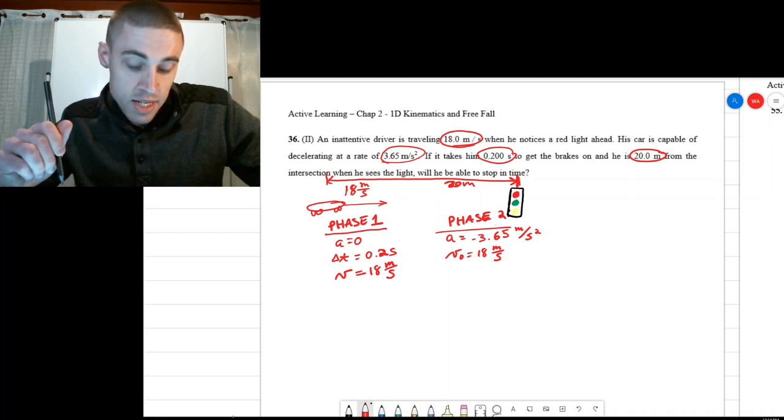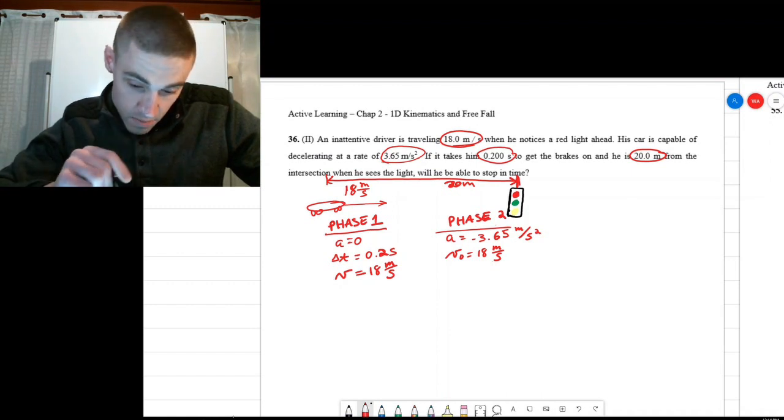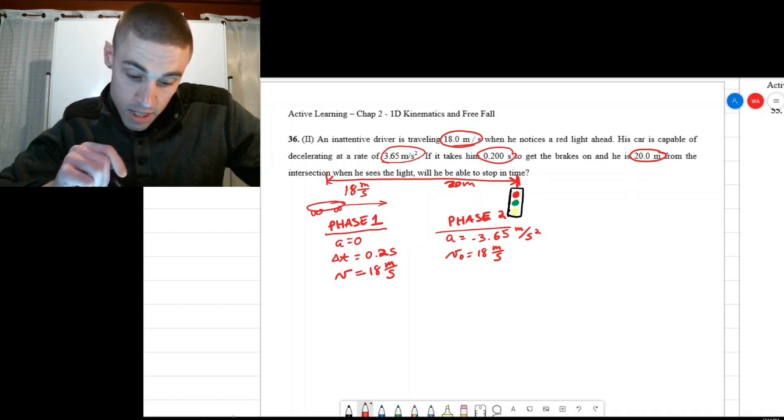All right, an inattentive driver is traveling at 18 meters per second when he notices a red light ahead. His car is capable of decelerating at a rate of 3.65 meters per second squared. If it takes him 0.2 seconds to get the brakes on, and he is 20 meters from the intersection when he sees the light, will he be able to stop in time?